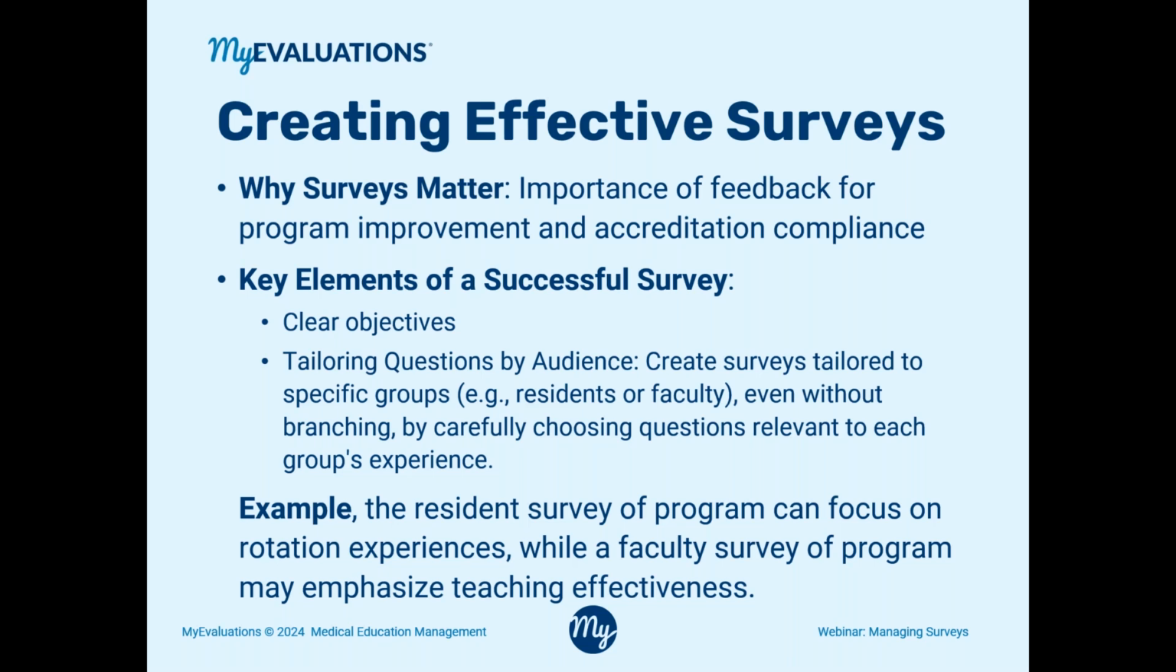So in creating effective surveys, it's important that you get feedback that allows for that improvement and assures your accreditation compliance. So the real key elements of a successful survey is you have to have some clear objectives. As a group, you should sit down and identify what are some of the specific issues that we have had in our program in the past. Look at the last 5 years of your site surveys from the ACGME, and then tailor your questions based on either the residents or the faculty, depending who you're going after, to create surveys that are really tailored to those specific groups to address those clear objectives.